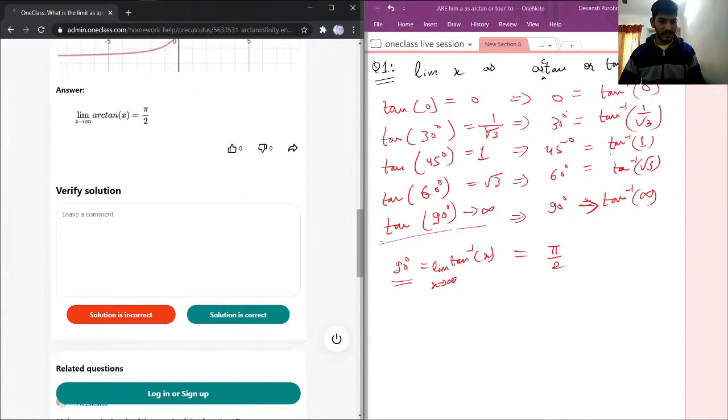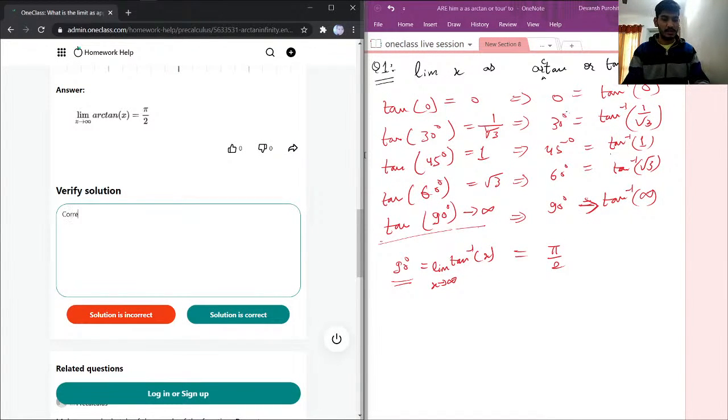So in this case, we have successfully found the solution, and the solution given by Junior Tutor is correct. So I will just say correct solution. Great job.